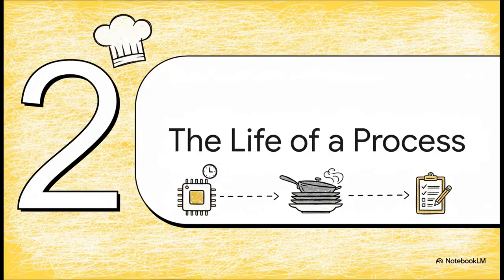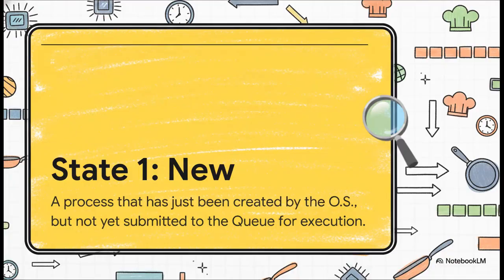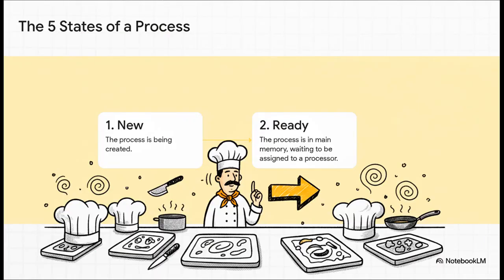Now, a process actually goes on quite a journey during its very short life. In fact, its path looks a whole lot like a dish moving through all the different stages of a really busy restaurant kitchen. First up, it starts in the new state. This is the moment the operating system creates it. Our chef has just picked out a recipe to make. Next, it gets loaded into memory and moves to the ready state. All the ingredients are prepped, and it's just sitting on the counter, waiting for an open spot on the stove.